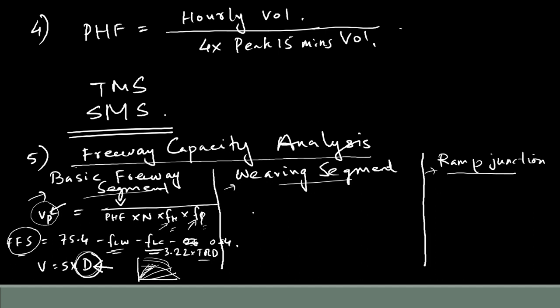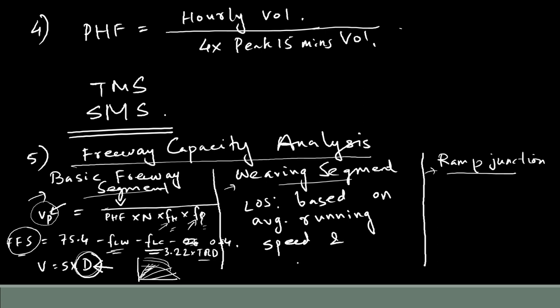For the weaving section, the level of service is calculated based on average running speed and density. You don't need to know this in detail. If you want, you can read it, that's fine, but generally you don't need to know it from a P2A standpoint.